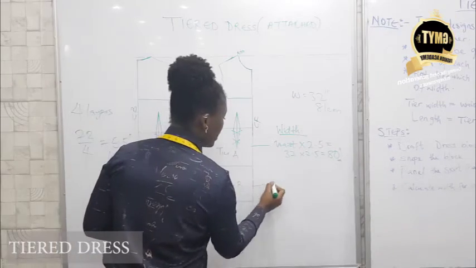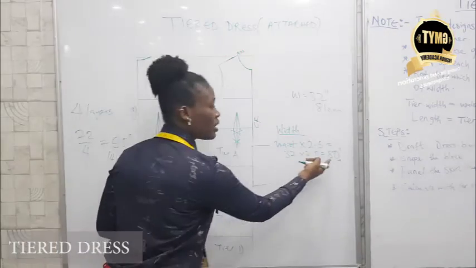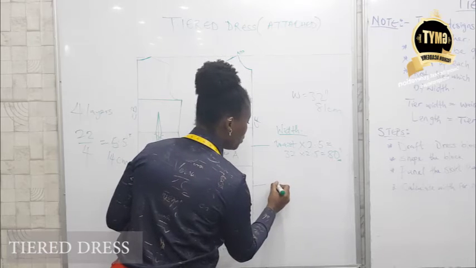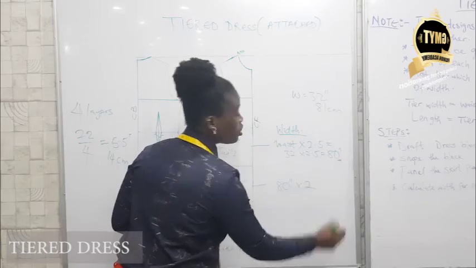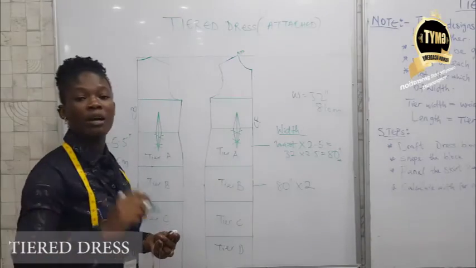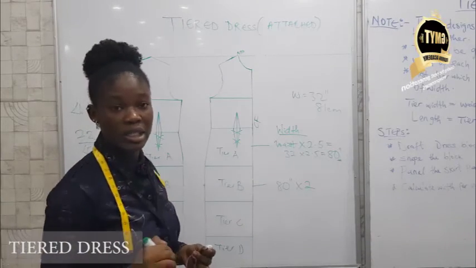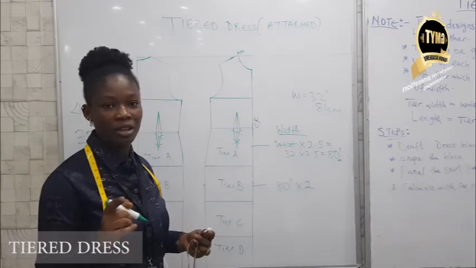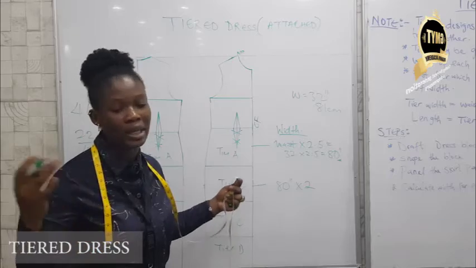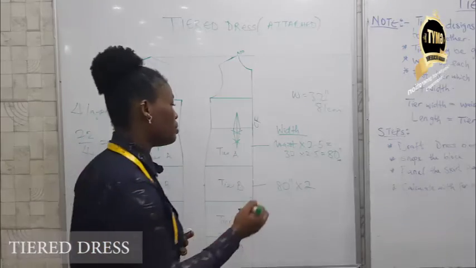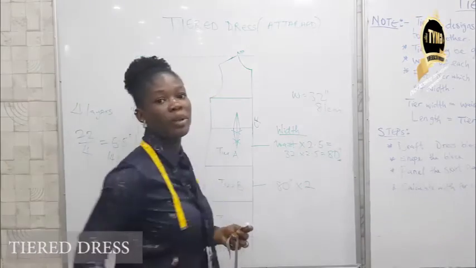So now for my tier B, whatever result I have for tier 1 is 80. I'm going to multiply it by 2. The reason I'm not going to multiply it by 3 is that it will be too much. This is a casual wear. I don't need my gathers to be too much. So that is the main reason I'm multiplying it by 2.